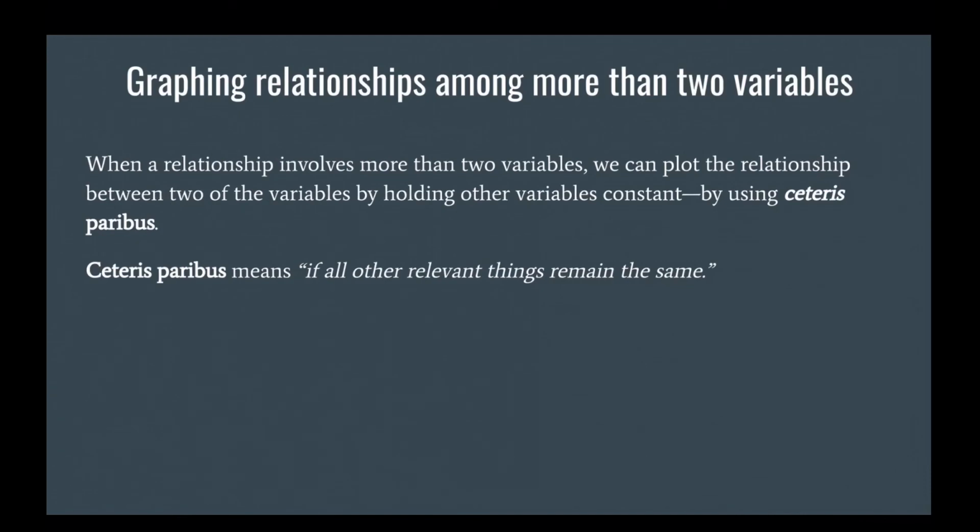Graphing relationships among more than two variables. How do you graph when there are more than two variables? When the relationship involves more than two variables, we can plot the relationship between two of the variables by holding other variables constant, using ceteris paribus. We use a concept called ceteris paribus, which is a Latin phrase which means if all other relevant things remain the same.